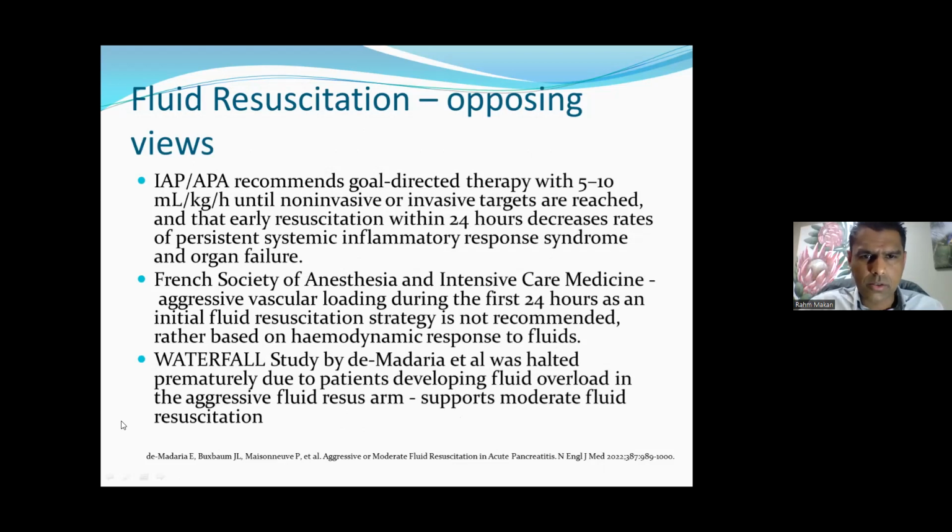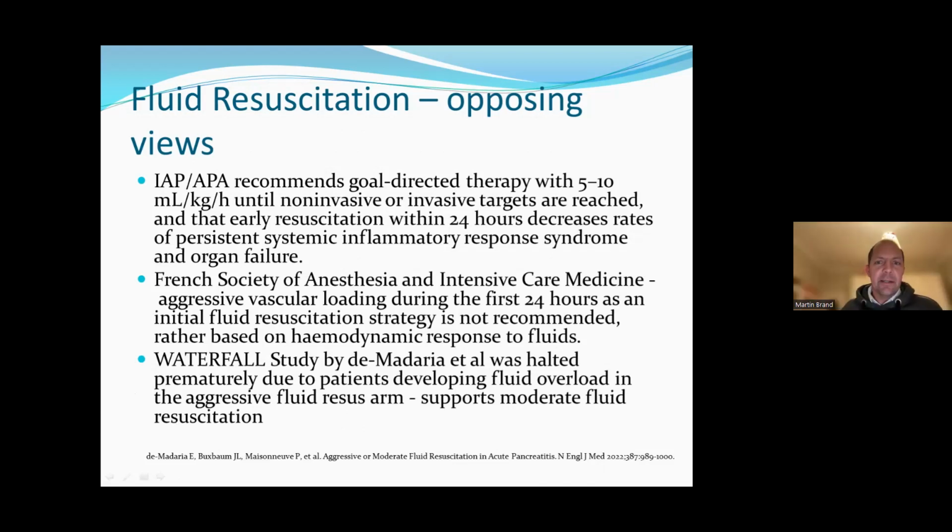The WATERFALL study was actually stopped prematurely due to patients developing fluid overload in the aggressive fluid resus arm. So that takes us to the French Society of Anesthesia and Intensive Care Medicine, who do not recommend aggressive fluid resus, but rather fluids based on the patient's individualized hemodynamic response. So this was the study showing that, across the board, aggressive fluids are not indicated in these patients.